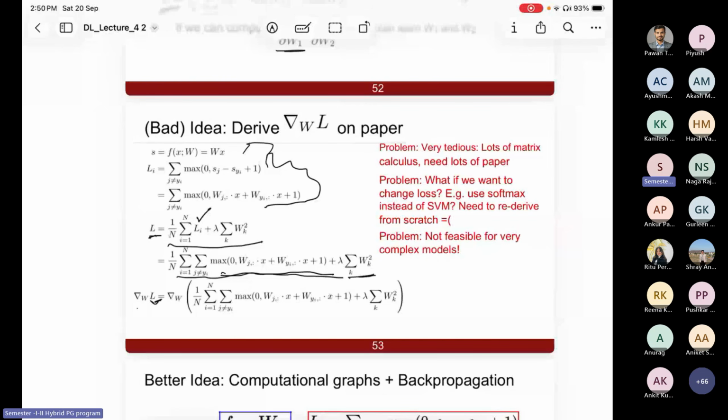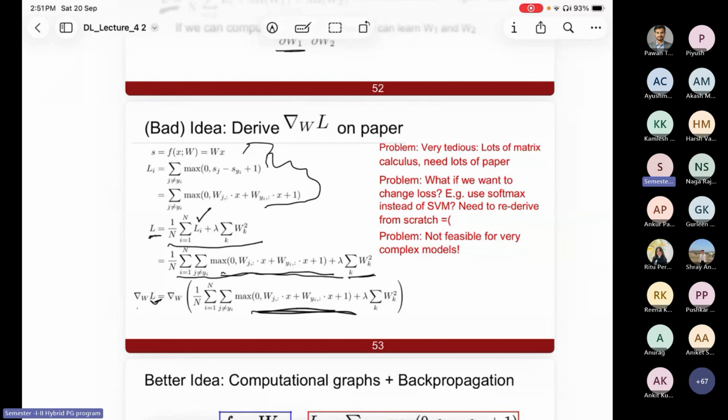Suppose you have 100 layers, 100 Ws, and you're going to find 8. If you are going to find 8, it will take a lot of time, because this is a very complex function. For a very small function, you know how to find it. But if you have a very complex function, then you have to apply multiple chain rules, differentiate again, and consider all the terms. So it will take a lot of time.